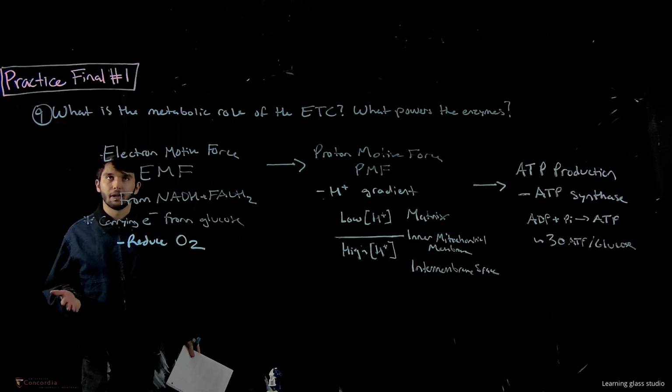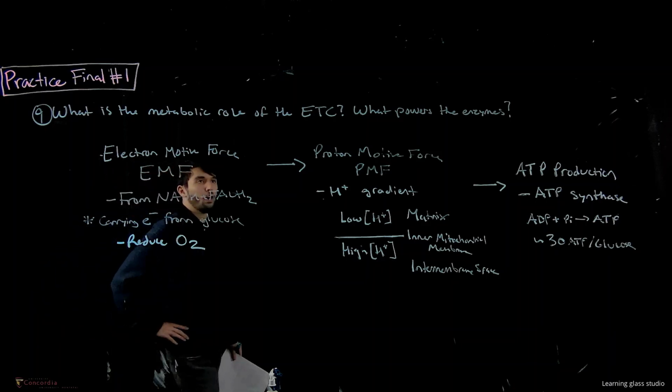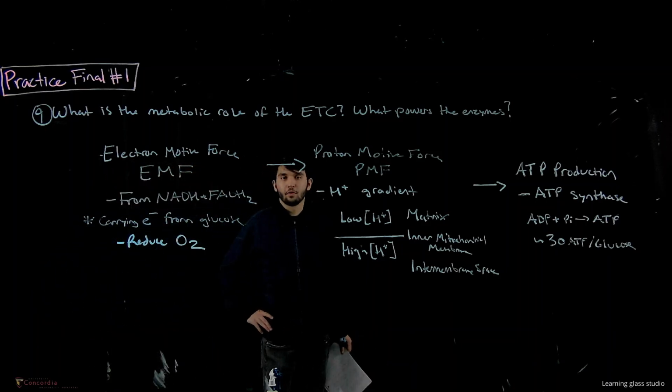Okay, question 9. So this one is asking, what is the metabolic role of the electron transport chain and what is powering the enzymes? So the electron transport chain is converting electron motive force into proton motive force, and then that proton motive force is used to make ATP, right? So the electron motive force originally comes from the electrons from glucose.